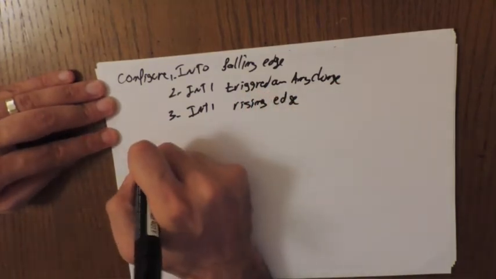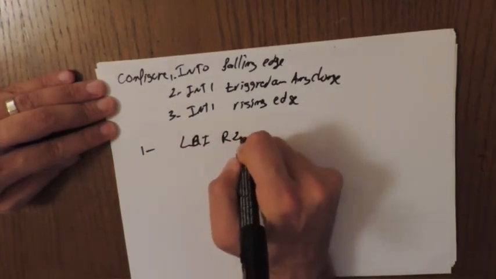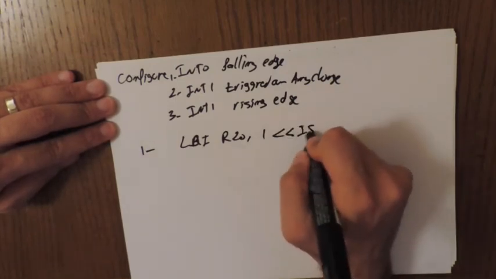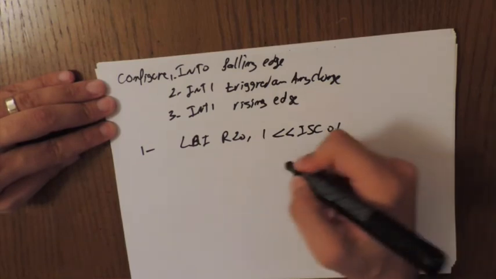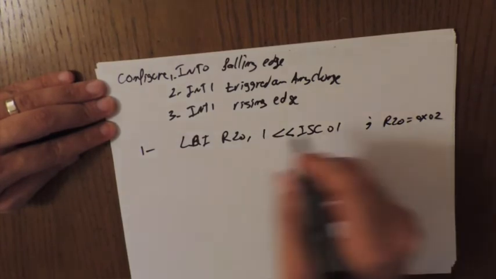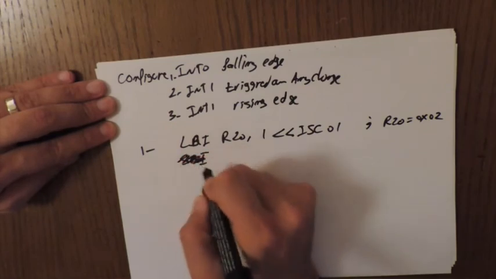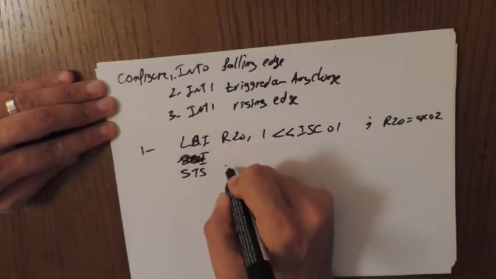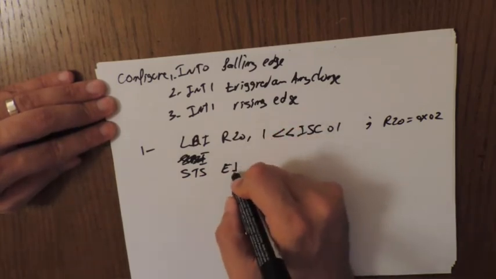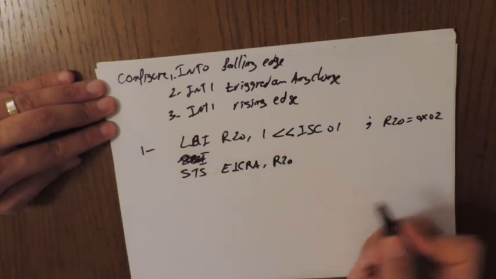So first I can say LDI R20, 1 shifted ISC01. This is a fancy way of saying R20 equals 0x02, and then I can do SBI, or sorry, STS, I cannot use the I's, STS external interrupt control register A, R20.